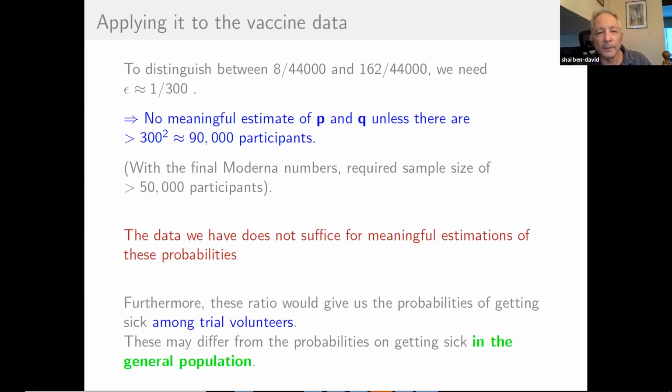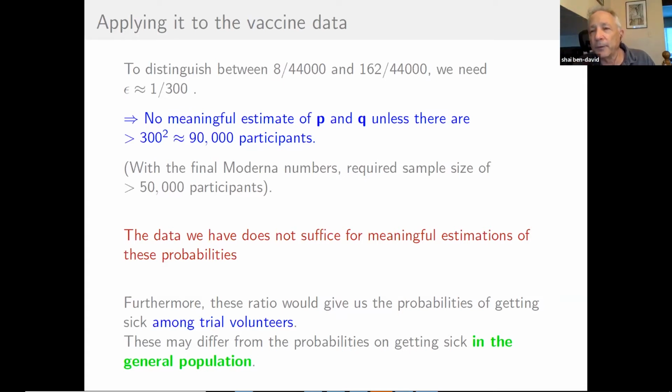There is another issue here. If we just wanted to know the probability of getting sick with or without the vaccine, we needed to have a sample of participants that reflects the distribution in the population. But those ratios that we have now only give us the probabilities of getting sick among the trial volunteers. And this may differ from the probabilities of getting sick in the general population. So if we wanted to use this number to estimate probabilities of getting sick in the population, we would have had to sample the participants in the experiment completely randomly. But that's not the way it was done.